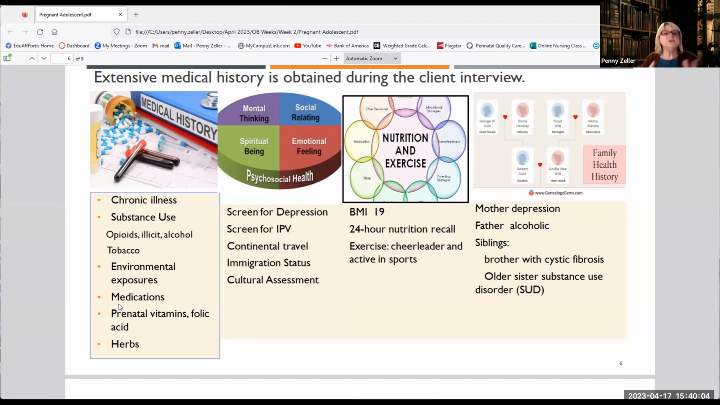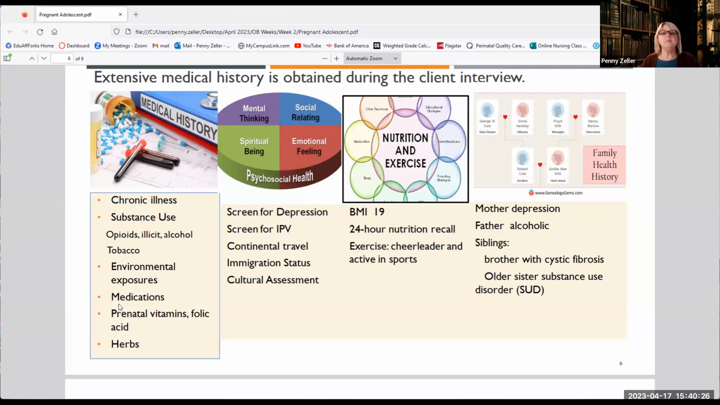Okay, we also need to do some screening socially for depression, intimate partner violence. Has she traveled outside of the states? What is her immigration status? Because we have to determine, is she immune? Has she had her vaccinations? So, and do a cultural assessment.